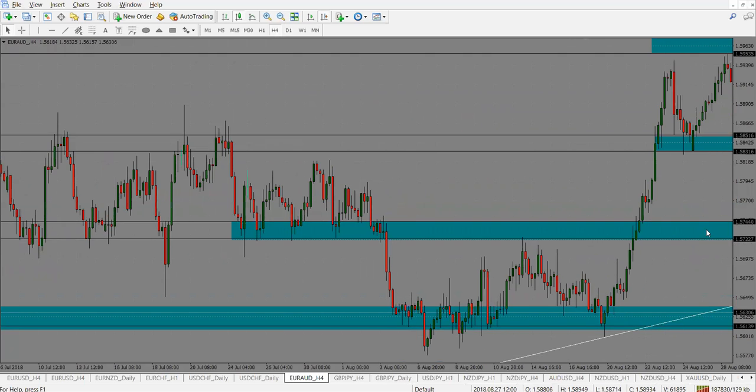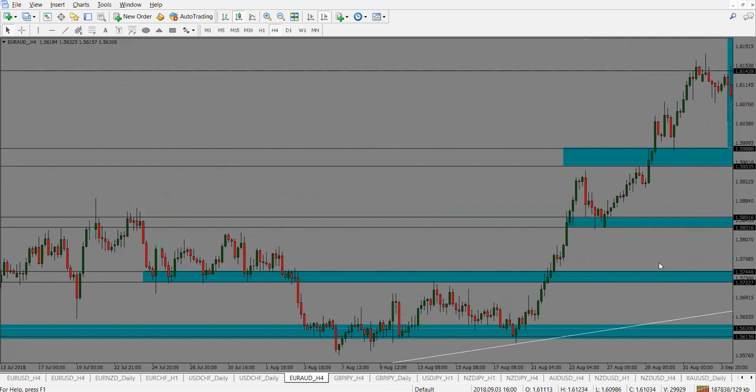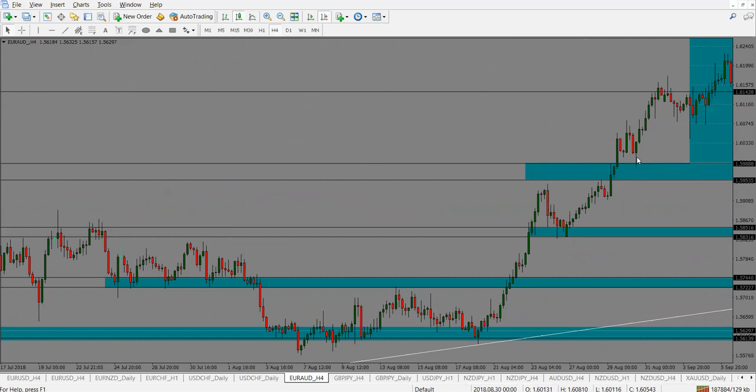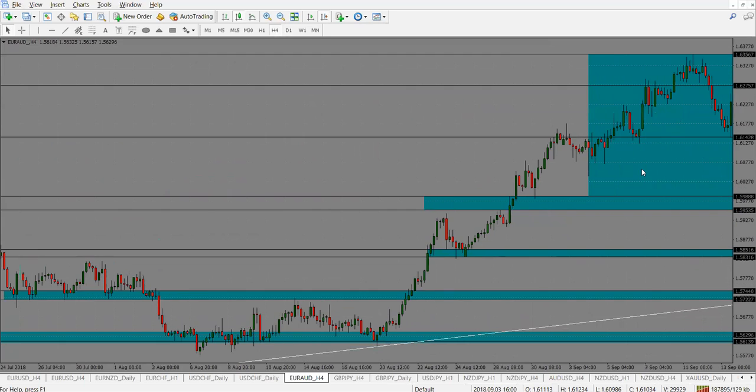What did you see price do? Left that level, created another level here, got here, came back and retested that level, and then went to the moon, created this level. What did you see price do? Came back into that zone, immediately came back into that zone. What did you see? It went to the moon.